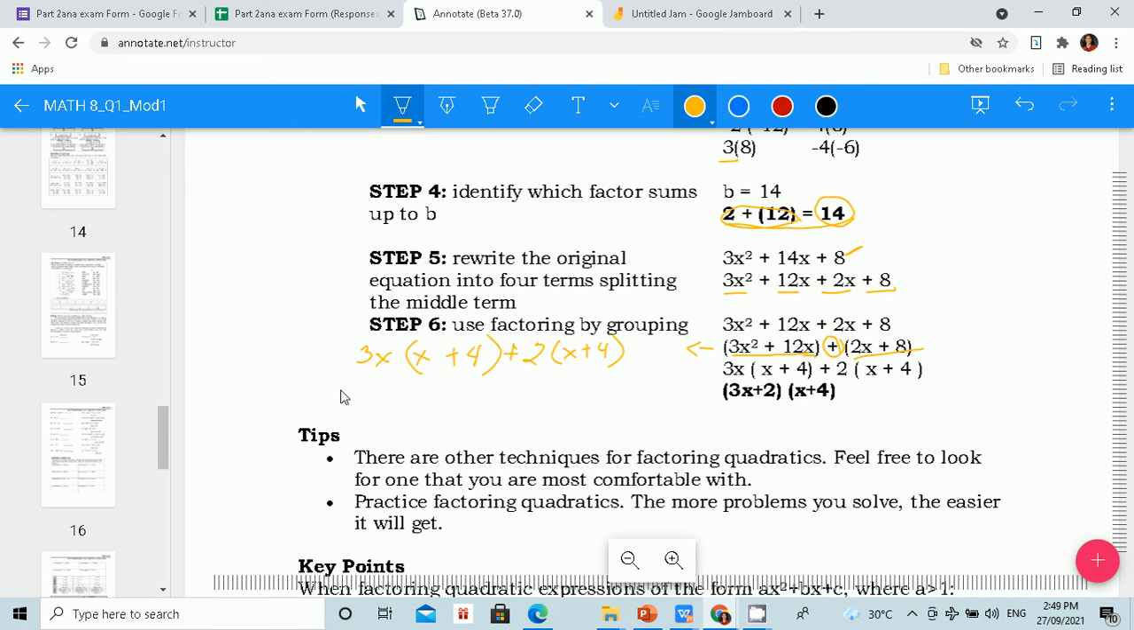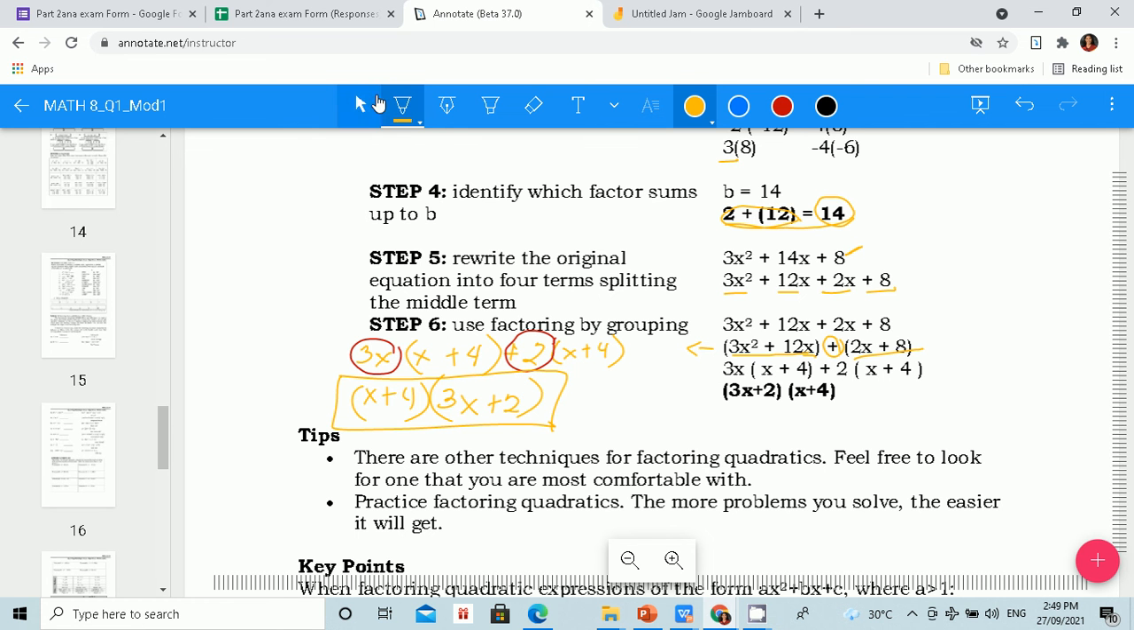When we see x plus 4 and x plus 4, that will be our factor. So we have the factor of x plus 4, there are 2 of them. We will not square it because it's addition. Then what about the 3x? We combine it with the 2, so we have 3x plus 2. So this will be our final factor.